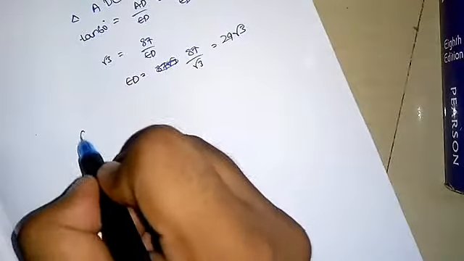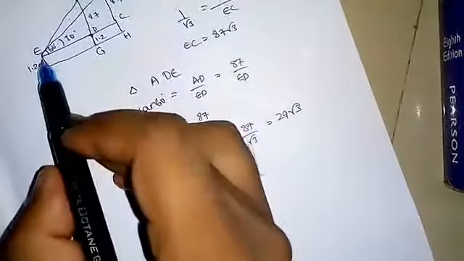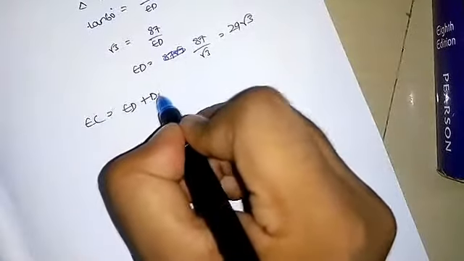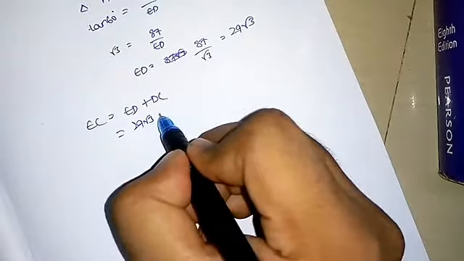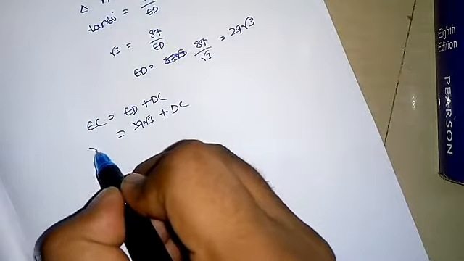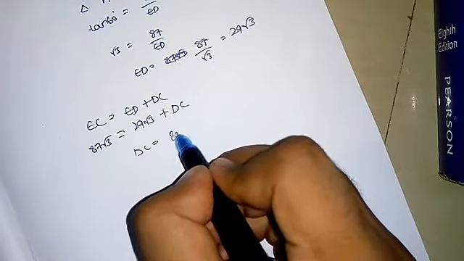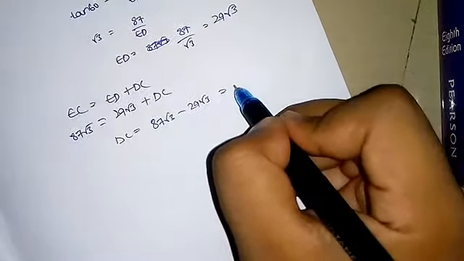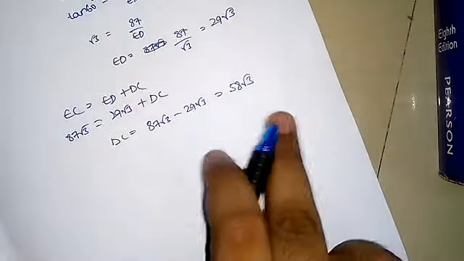Now we know that EC is equal to ED plus DC. So ED, which is 29 root 3, plus DC, the distance traveled by the balloon, is equal to EC, which we know is 87 root 3. Therefore DC is equal to 87 root 3 minus 29 root 3, which is equal to 58 root 3. So this is the answer.